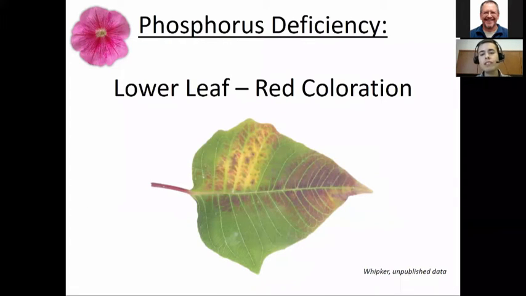So first, let's talk a little bit about the red coloration. And here is a poinsettia leaf displaying really classical symptoms of phosphorus deficiency. You can see the overall reddening, and this is definitely a very common symptom that you'd be likely to see.